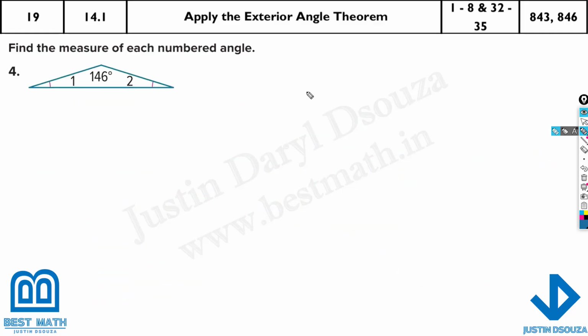Now here, this is a simple one because I've told you measure of angle 1 and 2 are equal, isn't it? So it's an isosceles triangle here. We can just say measure of angle 1 is equal to measure of angle 2. And let's take it as x if you want. So therefore, in the isosceles triangle, I'll just write it. You don't need to write this, okay?